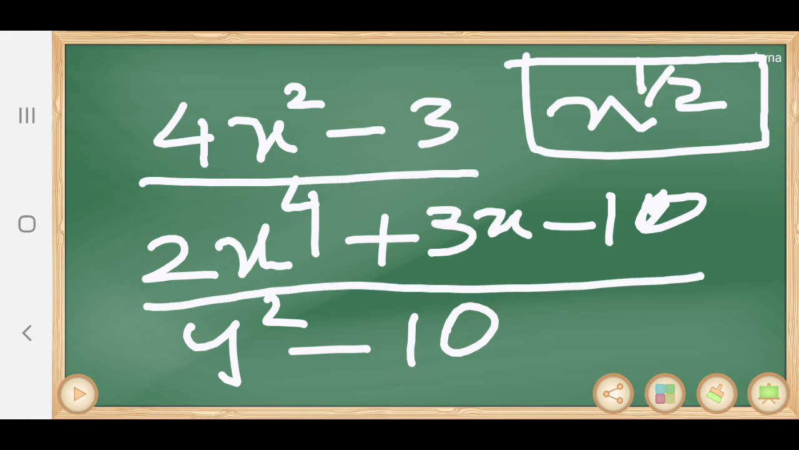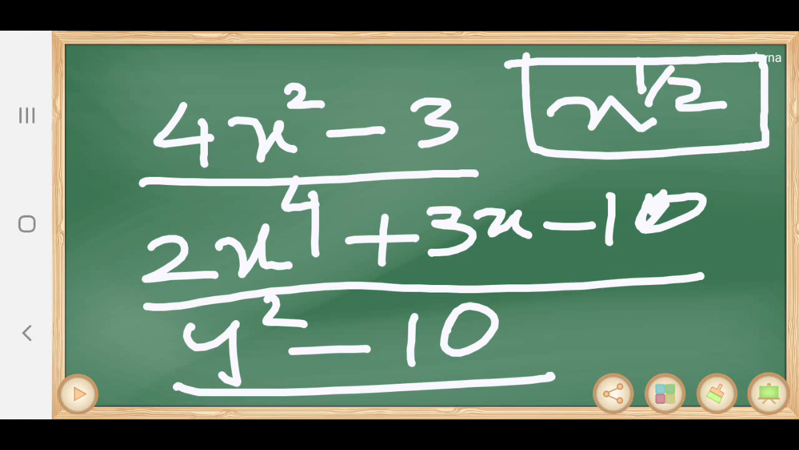The second one is also a polynomial. The third one is also a polynomial. But the fourth one is not a polynomial. Why? Can you tell why the last one is not a polynomial?